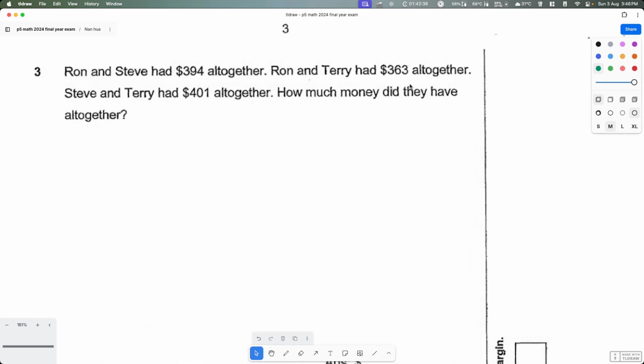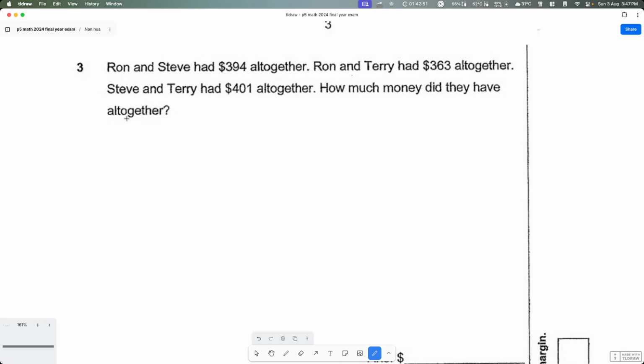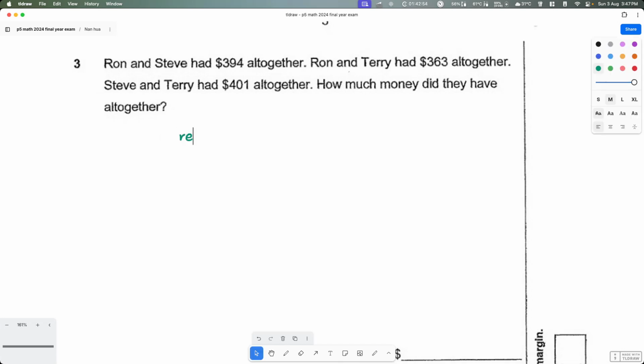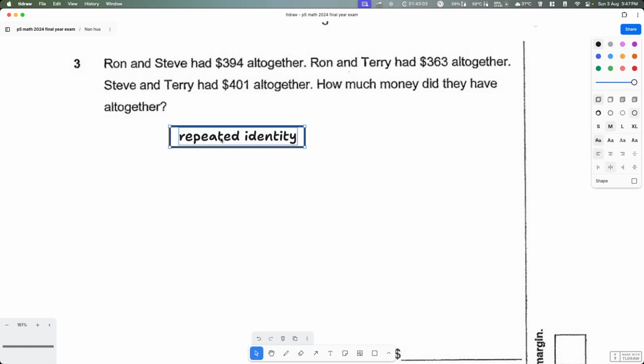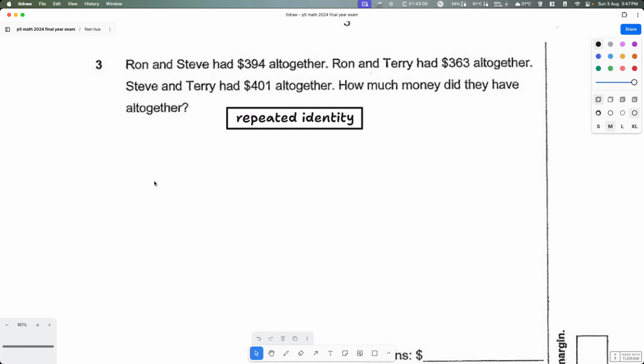Question number 3. Ron and Steve had $394 altogether. Ron and Terry had $363 altogether. Steve and Terry had $401 altogether. How much money did they have altogether? Okay, so this is like repeated identity, right? You can actually also use simultaneous equations, to be honest. Okay, so repeated identity. In this case, Ron and Steve had $394. Ron and Terry had... Actually, it's kind of repeated identity, right?